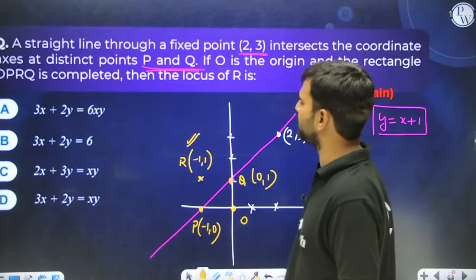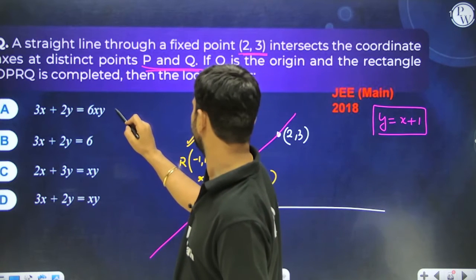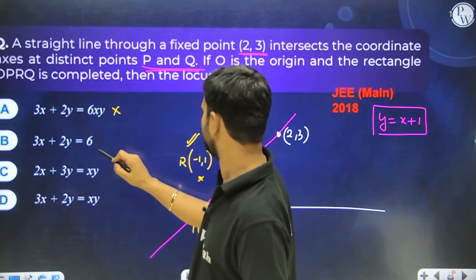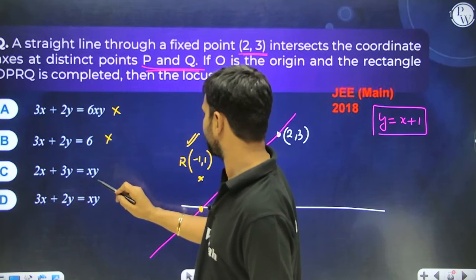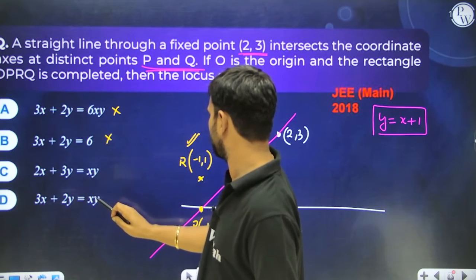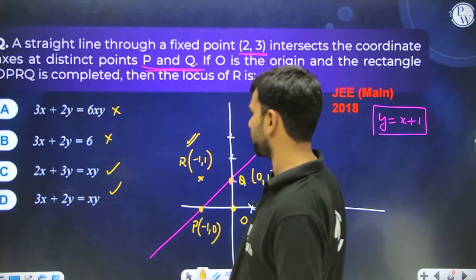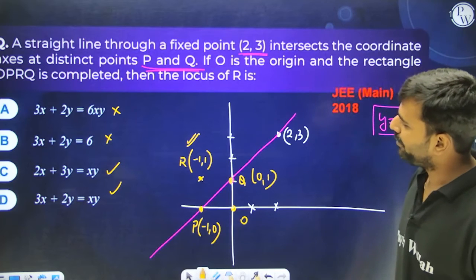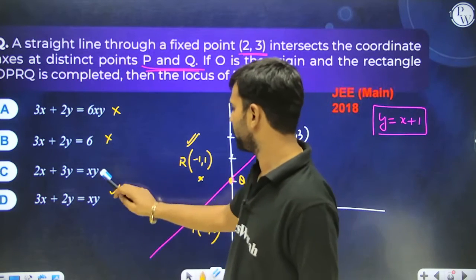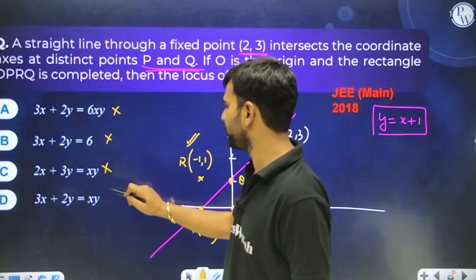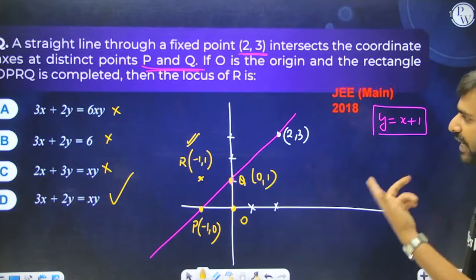Which of the following equations are satisfying minus 1 comma 1? Let's see. This? No. This? No. This? Yes. This? No. This is also and this is also satisfying minus 1 comma 1. Yes or no? Minus 2 plus 3, that is plus 1. So this is not satisfying. This one is not satisfying. This is the only option which is satisfying, I guess. So the answer is D for Delhi.